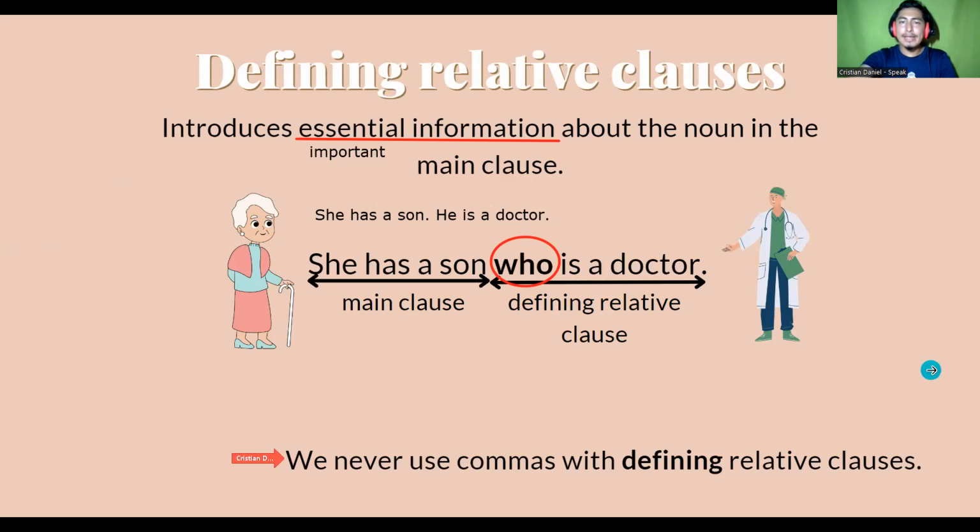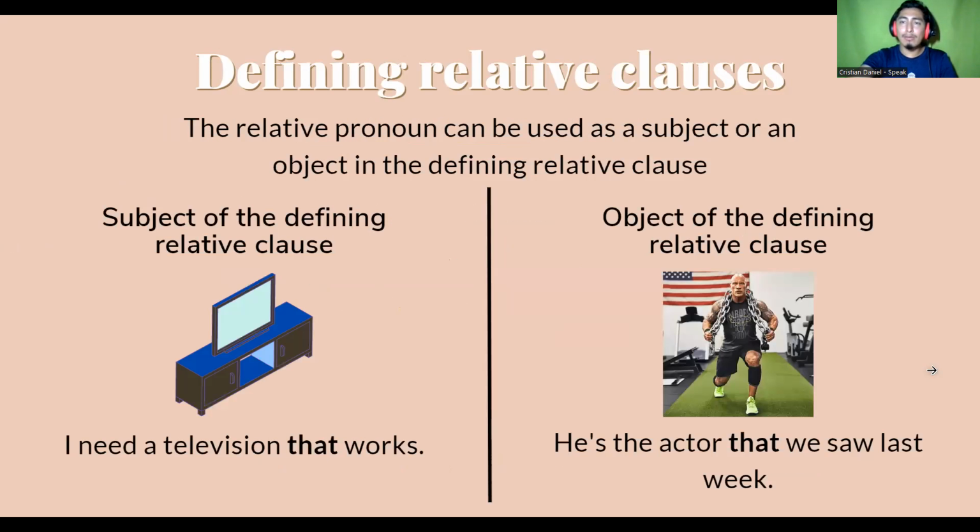Well, the relative pronoun, remember who, that, which, where, when, why, can be used as a subject or an object in the defining relative clause. Remember that the sentences, even though they are only one, are divided into parts: the main clause and the defining relative clause, which is the important information that we want to share. Pay attention to the subject of the defining relative clause.